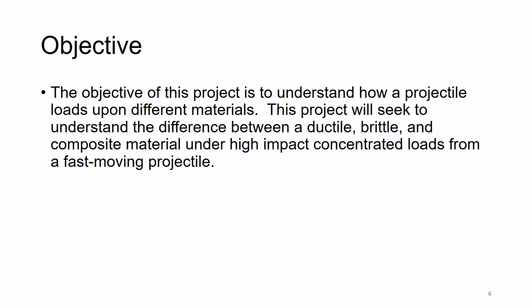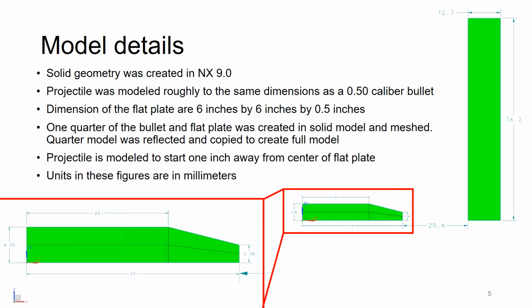So to start on the model, the solid geometry was created in the CAD software NX version 9.0. For the projectile, I roughly tried to model it at the same dimensions as a 50 caliber bullet. So you can see here's a quarter of the bullet, which I've created in NX. All these dimensions right here are in millimeters.